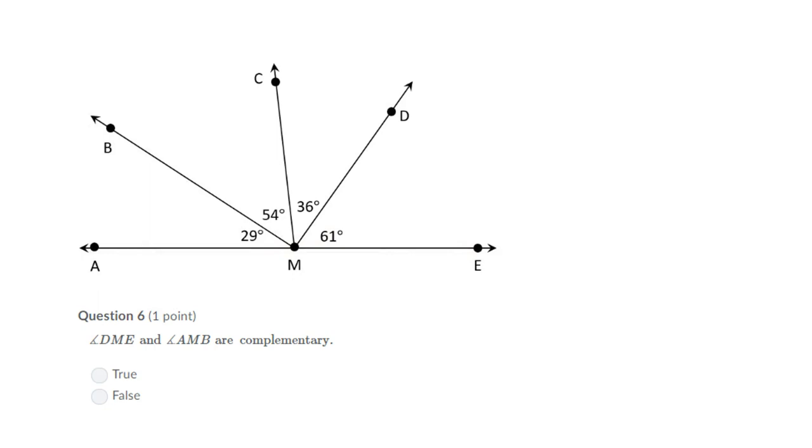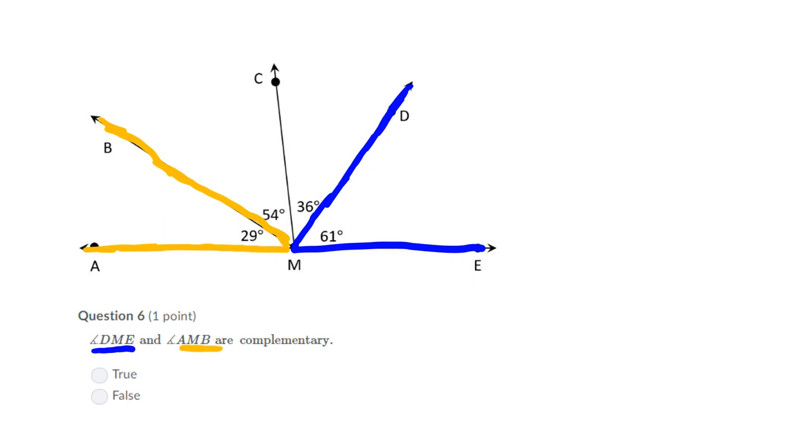For this next problem, you were given this figure to look at and ask some questions about it. And the first question you're asked is, given the figure with those angle measurements, angle DME and angle AMB are complementary. Is that true or false? When I look at those two angles, here's DME, here's AMB. AMB is 29 degrees, DME is 61 degrees.